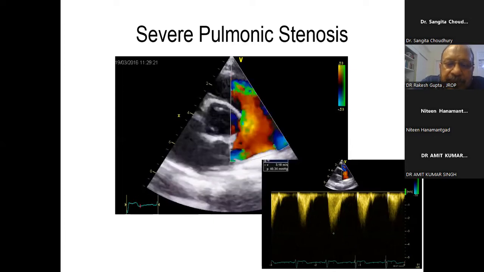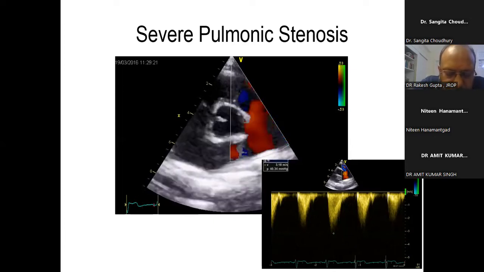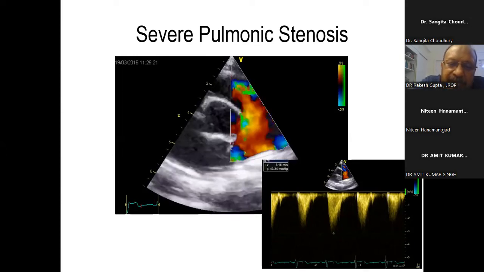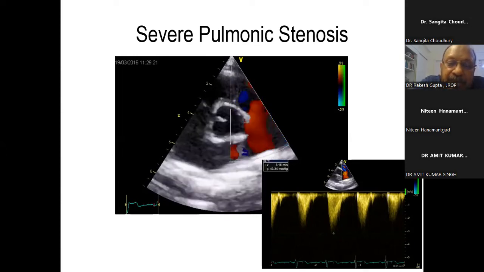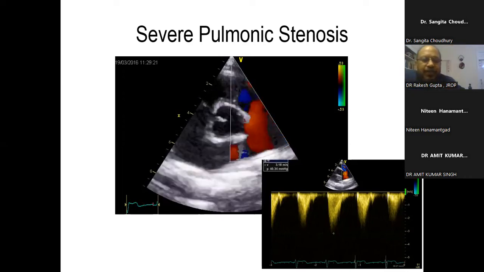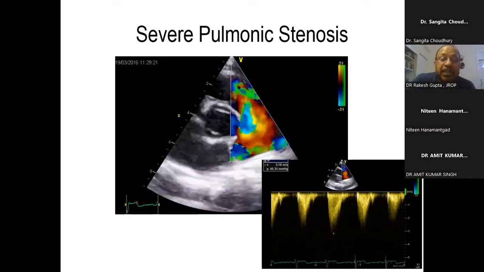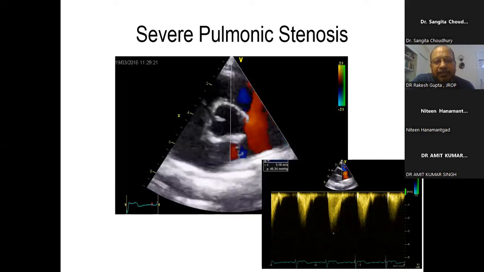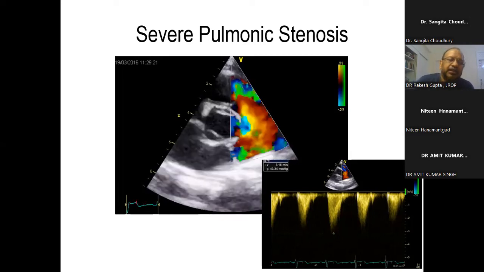Same for aortic stenosis. If I see aortic stenosis by birth, there will be a bicuspid aortic valve, versus the valve seen at 65 years of age, which is thickened, which we call a degenerative aortic valve.